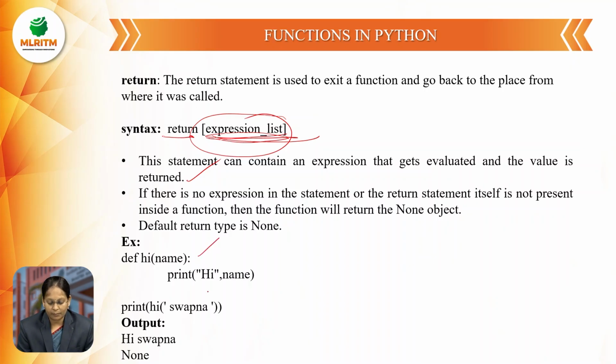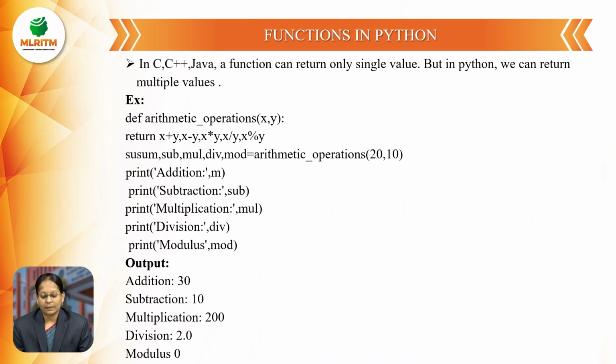For example, def hi(name): print hi name, and we call hi('Swapna'). Here we are not mentioning any return statement, that's why it returns None. In C, C++, Java, a function can return only one single value. But in Python, we can return any number of values. These values are enclosed in the form of a tuple. So we can return any number of values to the calling function by separating them with commas.